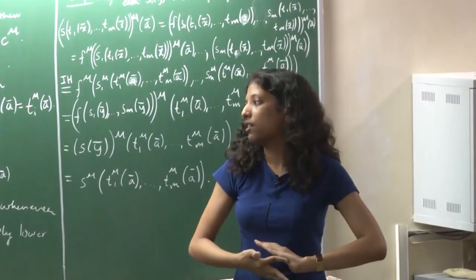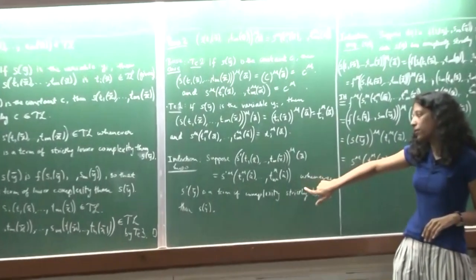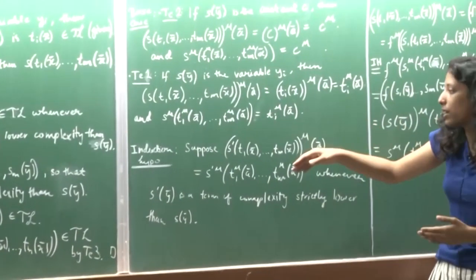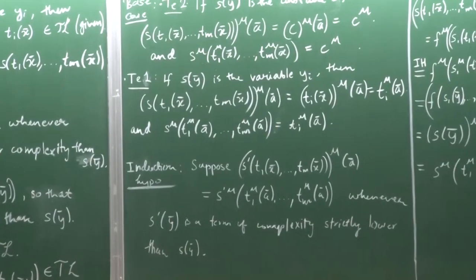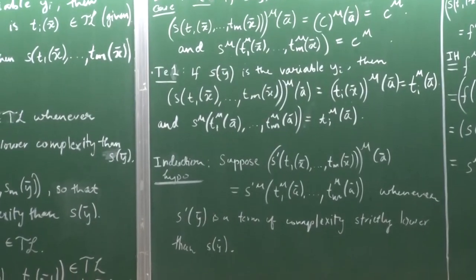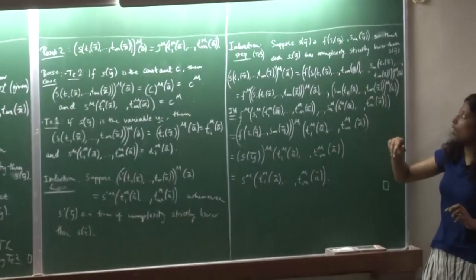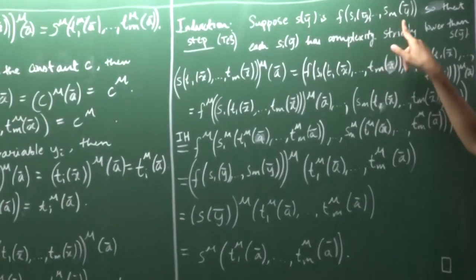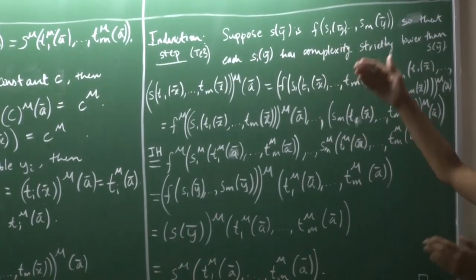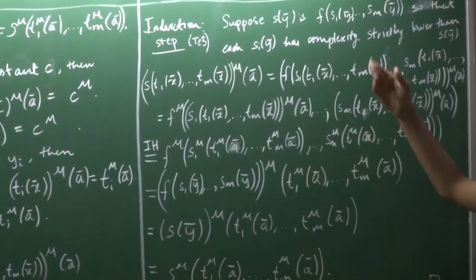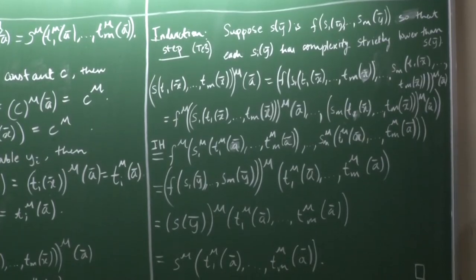Okay, so induction hypothesis, again the same thing. Suppose that the expression is true for s(ȳ) whenever s(ȳ) is a term of complexity strictly lower. So you do the induction step. Suppose that s(ȳ) is of this form: the function f applied to s1(ȳ) up to sm(ȳ), which would mean that the si(ȳ) are terms of lower complexity. So you can apply the induction hypothesis again.